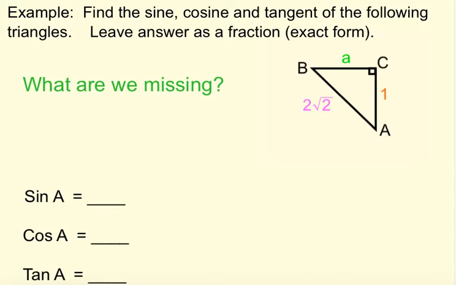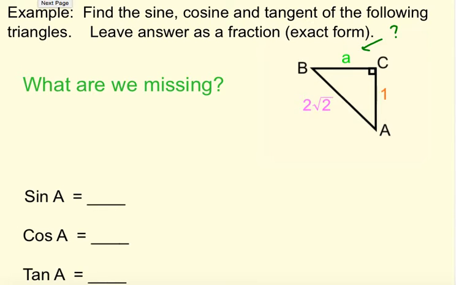Okay, here's our first example here. Find the sine, cosine, and tangent of this triangle. And we'll leave our answer as a fraction in each of these. So here's our right triangle. We have angle A, B, and C, and then one side is missing. So this one we do not know, it's a question mark.